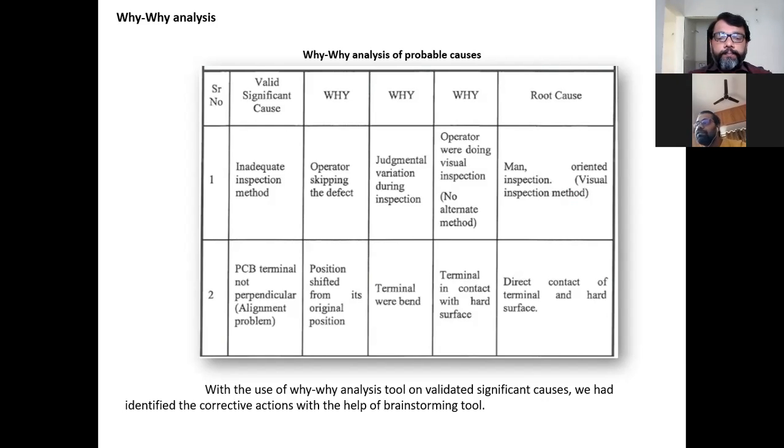So why is it shifted? The terminals were bent. And why are the terminals bent? The terminal is in contact with a hard surface, which we identified at the flow stage. This direct contact of the terminal with a hard surface we need to address in the next stages.